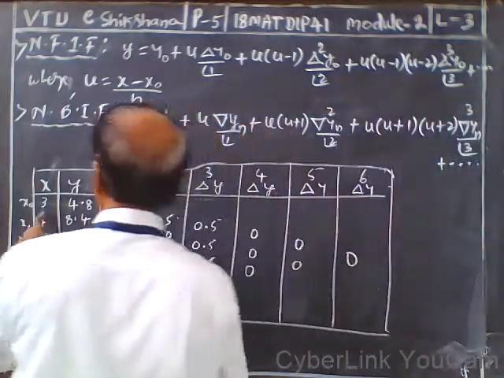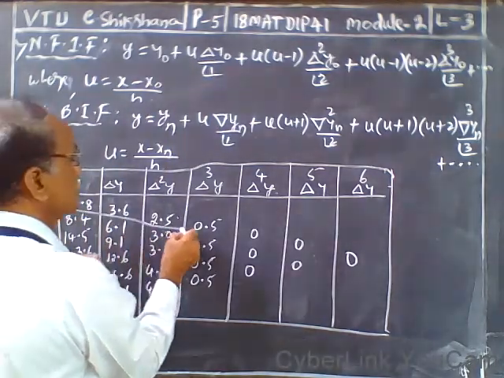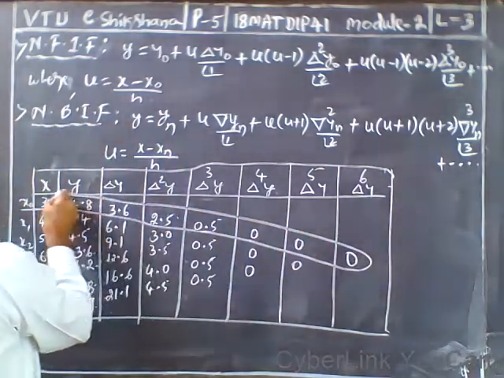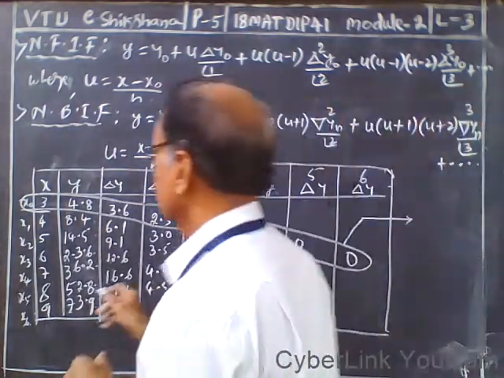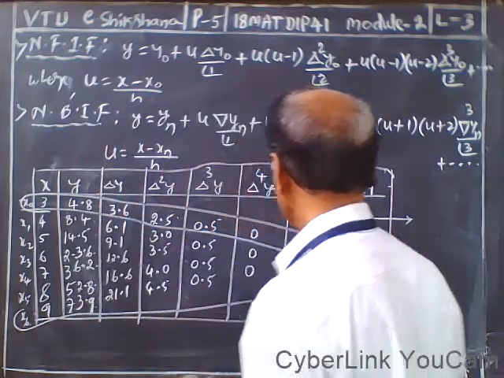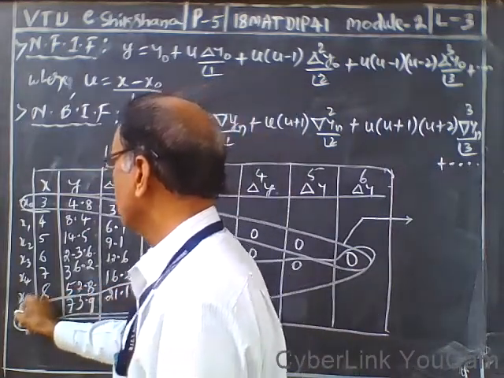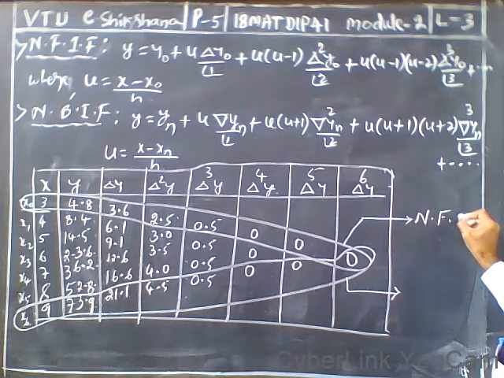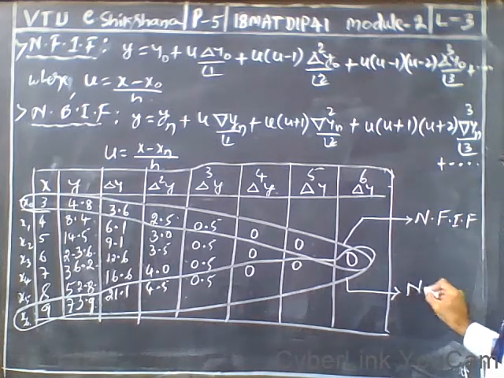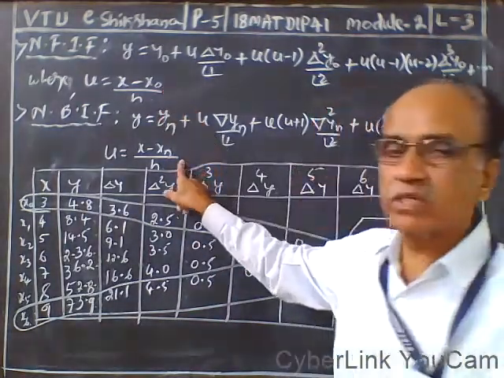Therefore, to find the value y at x equal to 1, we take these values along the top diagonal, and these values will be substituted in the equation. Then for the last value of x, we read the bottom diagonal. The top diagonal is for Newton's forward interpolation formula, and the bottom diagonal is for Newton's backward interpolation formula. So we shall write the calculations of these two values. What is u here and what is u here?